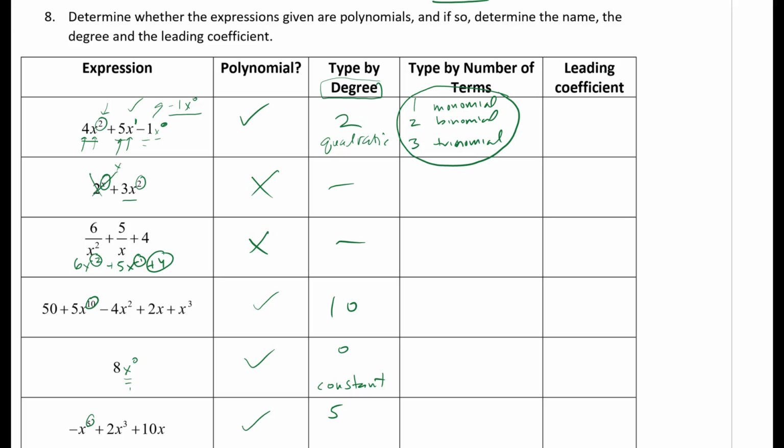Leading coefficient, this means find the term that gave you the degree. So it's the coefficient of the term that provided the degree.